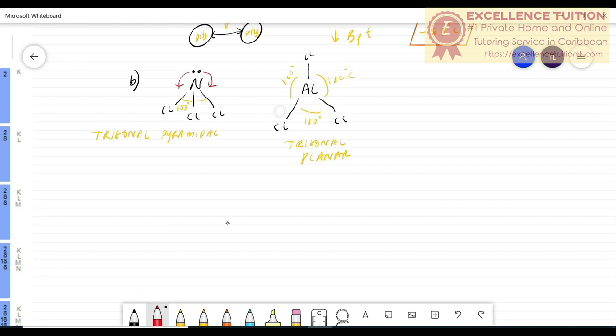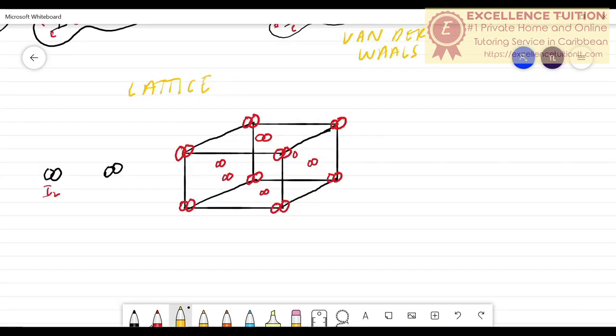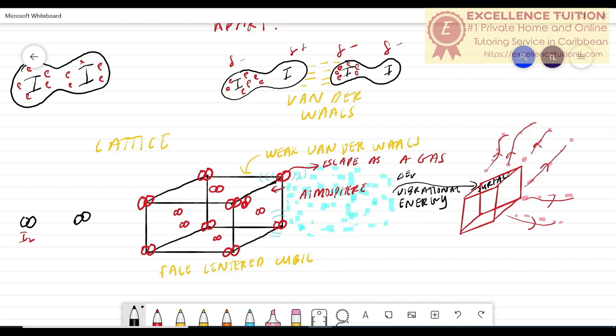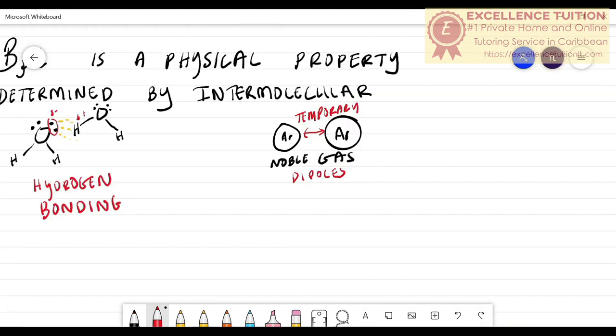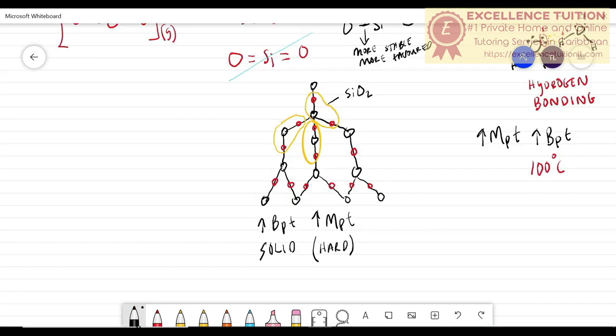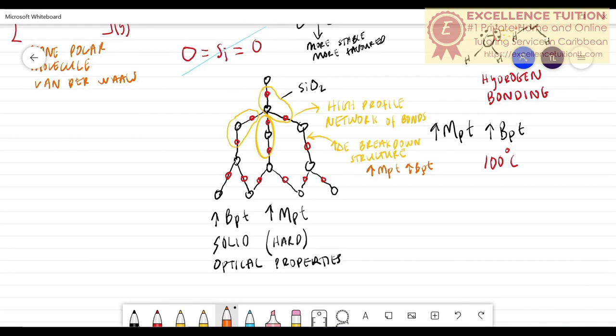Assume stable positions where they are equidistant apart. The name of this structure is called face-centered cubic. Surface particles. So temporary dipoles are very weak van der Waals dispersion forces, right? And it's going to have optical properties. This structure is dominated by bonds.